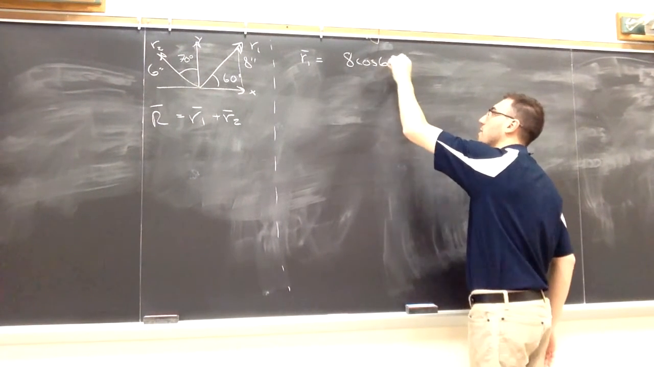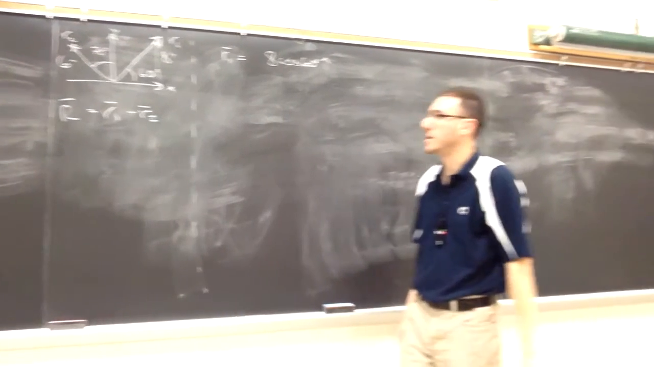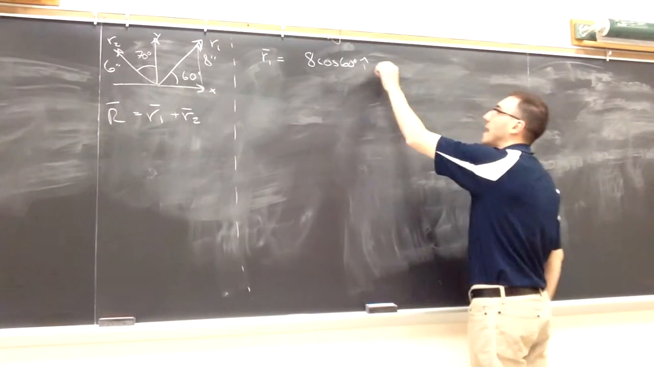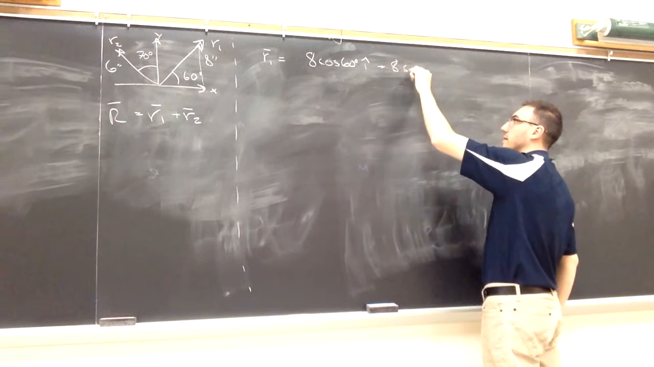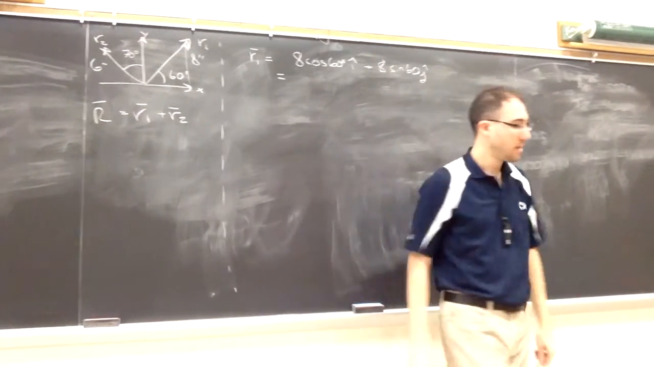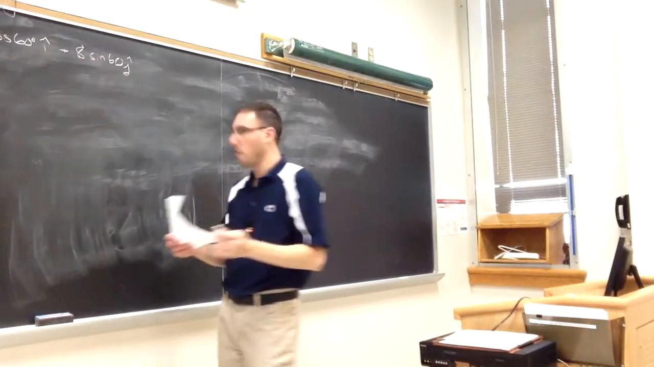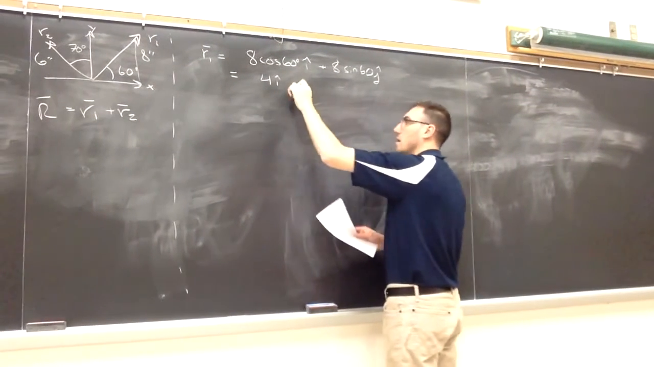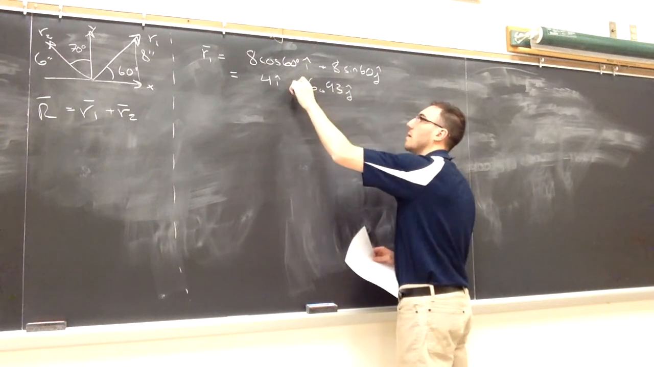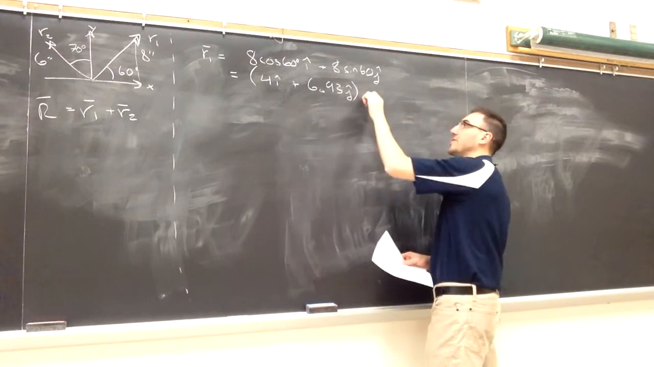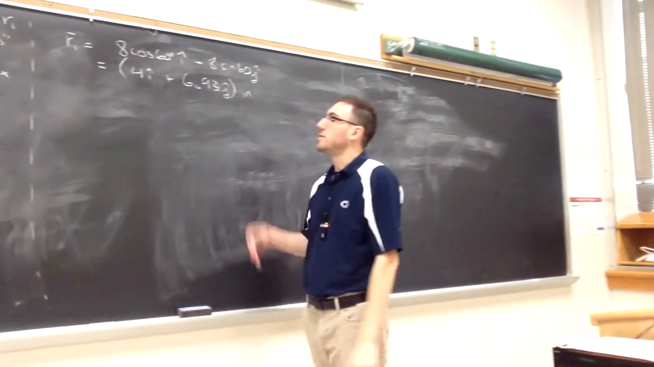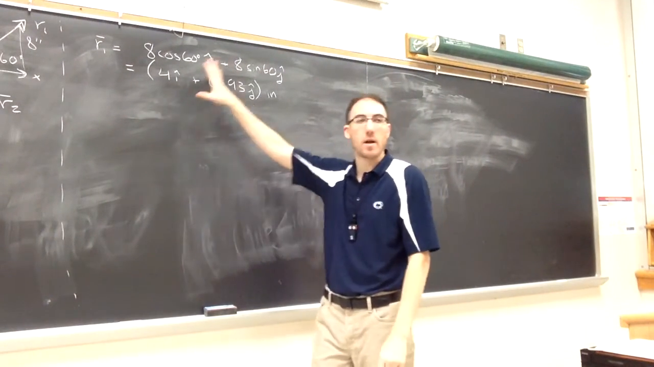8 cosine 60 is going to be the I hat component, so the amount in the x direction. And then the y direction, this leg is opposite the 60, so we get 8 sine 60. And in decimal form, we get 4 I hat plus 6.93 J hat. And these are measured in this problem in inches. So R1 we have in component form. Questions on finding R1?